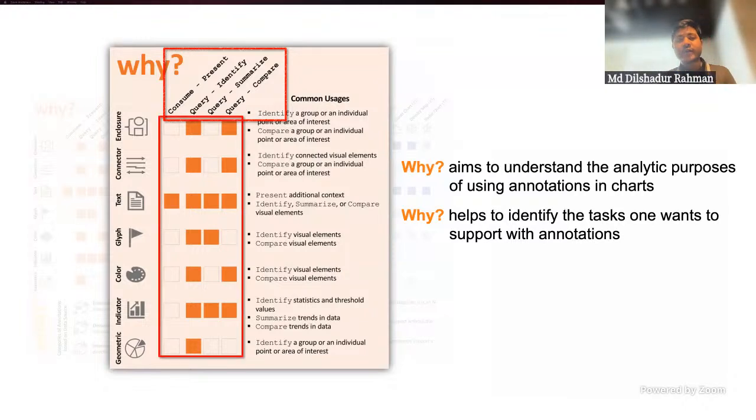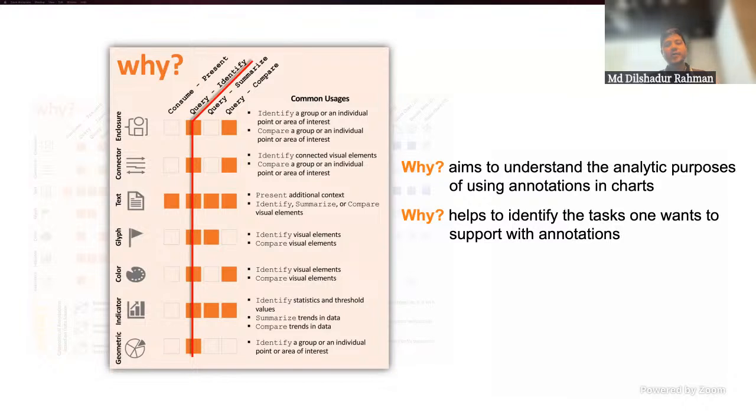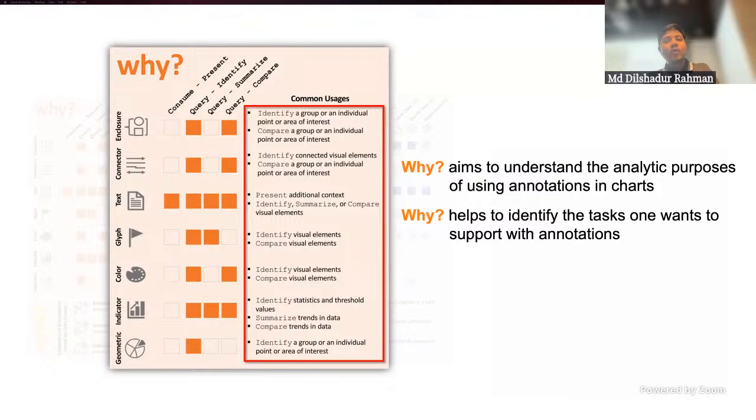So we also looked at the patterns of which annotation types are supporting what kind of analytic tasks. For instance, here, all the types of annotations are good for identification tasks, while text annotation can pretty much support all the analytic tasks. We also noticed some common trends in how different annotations are used for various tasks and included them in our design space.